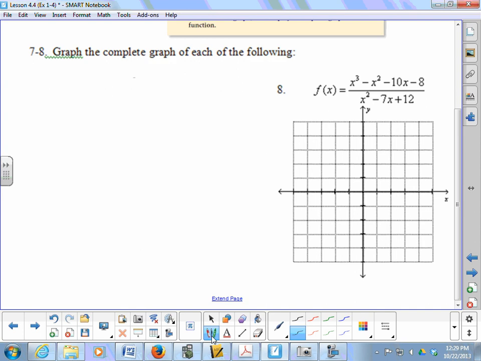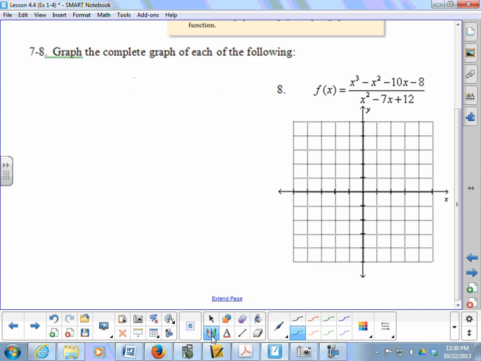Okay, so first thing we need to do is factor it if we can. Can we factor x cubed minus x squared minus 10x minus 8? Can I factor it by grouping because I have 4 terms? Lots of times with 4 terms I can factor by grouping. In this case I have x squared times x minus 1, but I wouldn't get x minus 1 in the other part, would I? So you're going to have to get your calculator out to find the zeros for the numerator. Just the numerator.